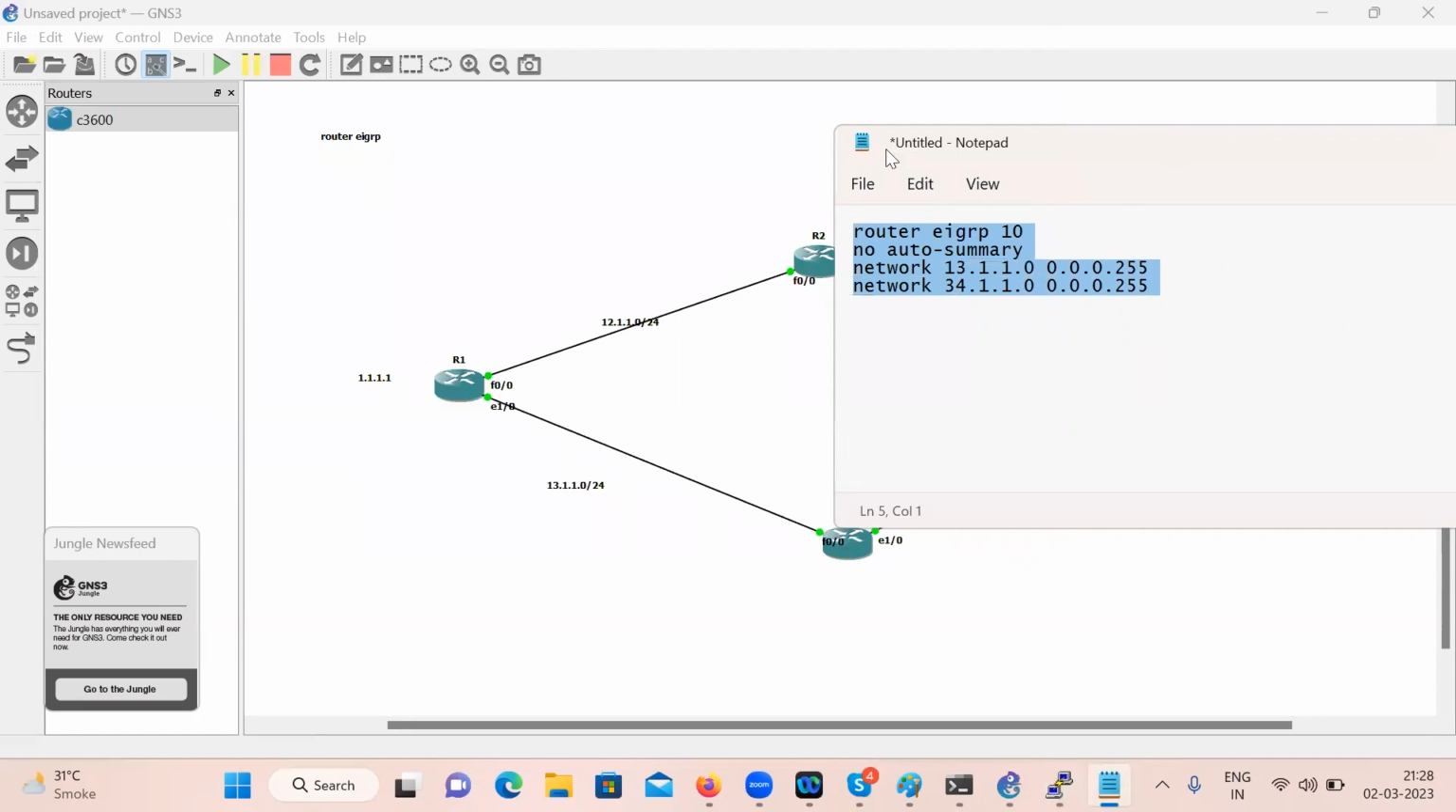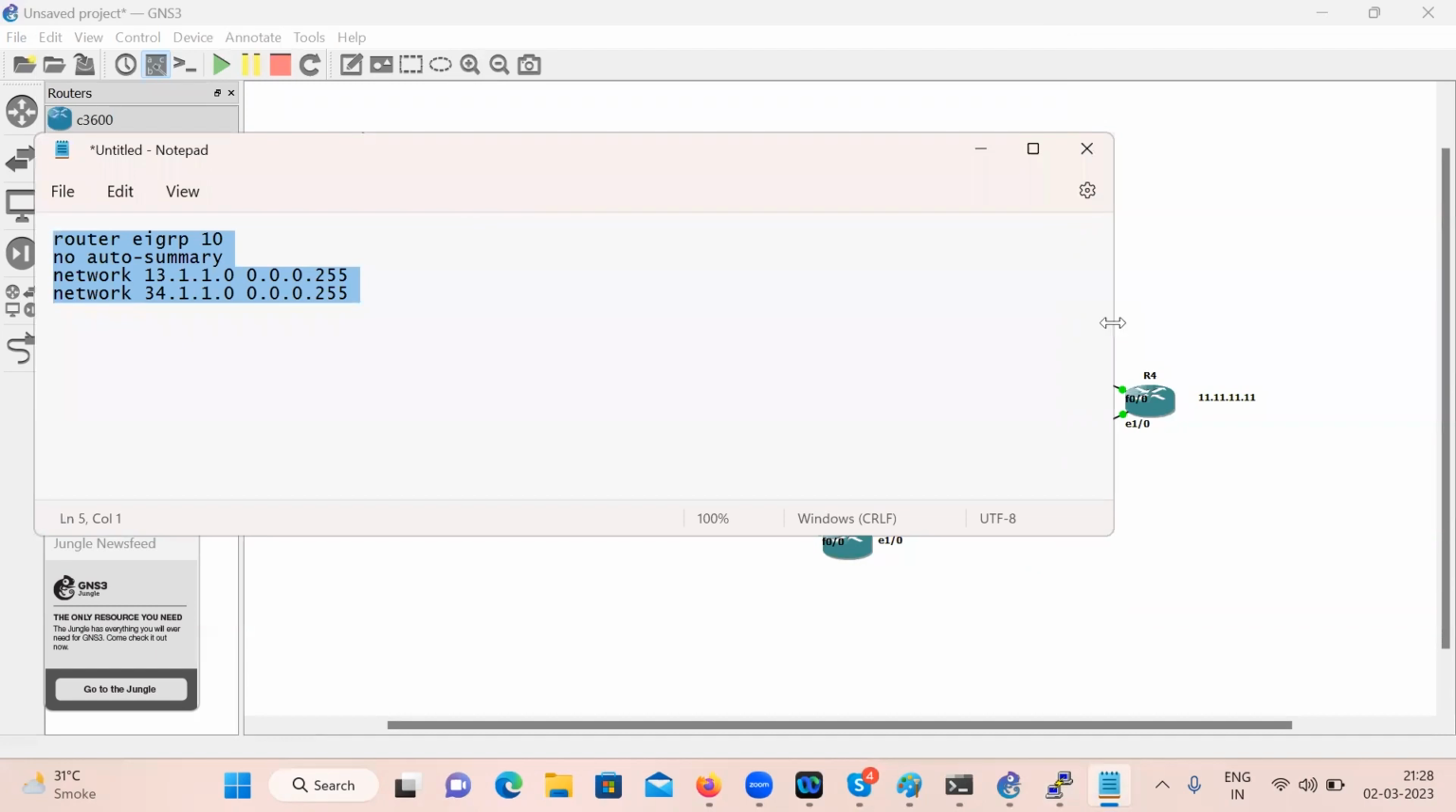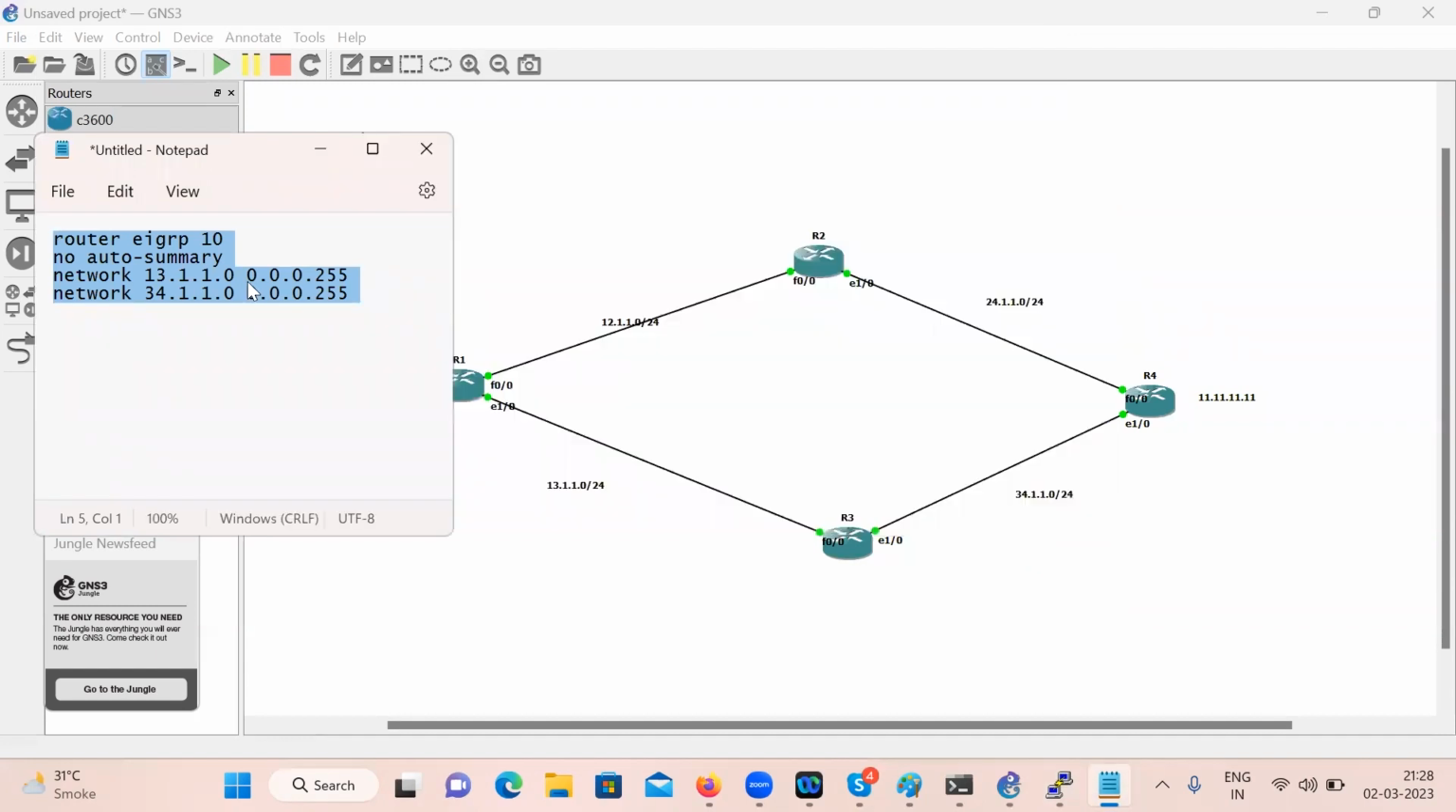On router 4, we have subnetworks: one is 34, which is common, the second one is 24, and the last one is the loopback address which we have configured, 11.11.0. Here we have to advertise the network ID, not the address which we have configured on a router interface.